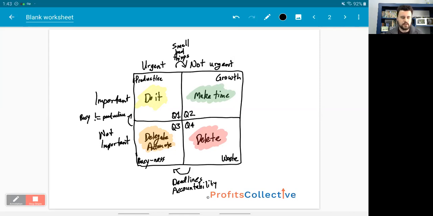So as an example, filing your taxes is an urgent thing. Eventually, there's a deadline. You've got to file your taxes. And so maybe your tax accountant needs you to send some information or answer some questions. You could spend your time doing that and make sure your tax return gets lodged on time because your accountant has what they need.